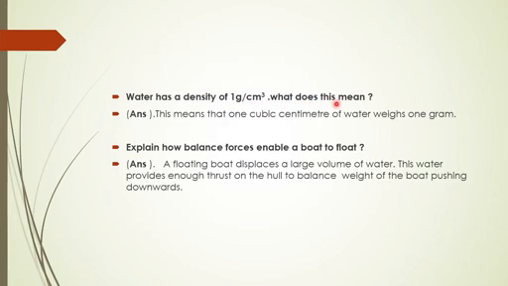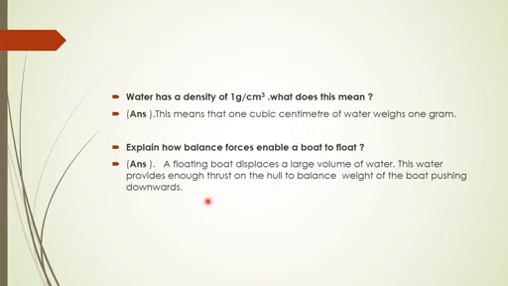The next question is, water has a density of 1 gram per centimeter cube. What does this mean? The answer is, this means that 1 cubic centimeter of water weighs 1 gram.